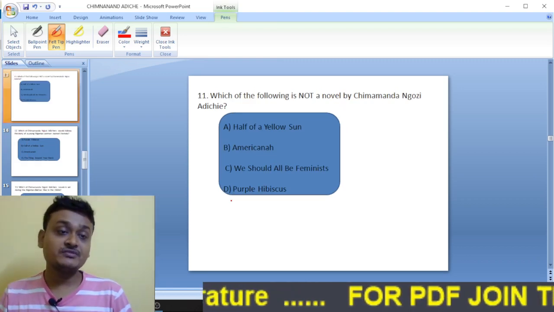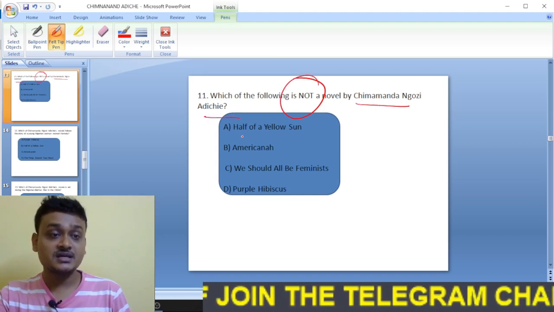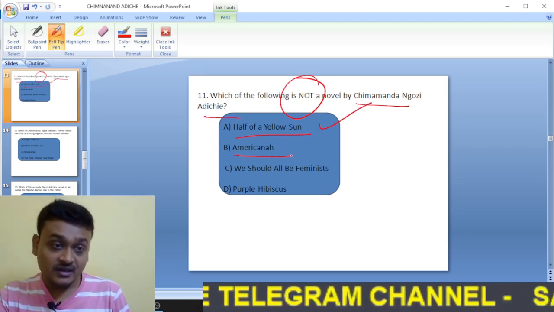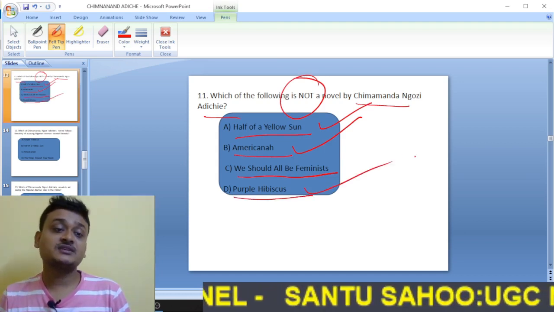Next question. Which of the following is not a novel by Chimamanda Ngozi Adichie? Half of a Yellow Sun is a novel. Americanah is also a novel. We Should All Be Feminists. Purple Hibiscus. Purple Hibiscus is also a novel.